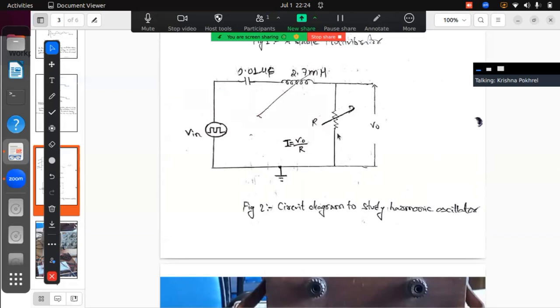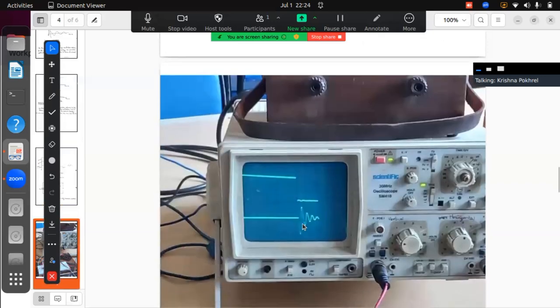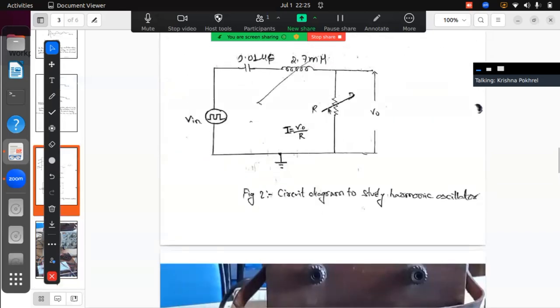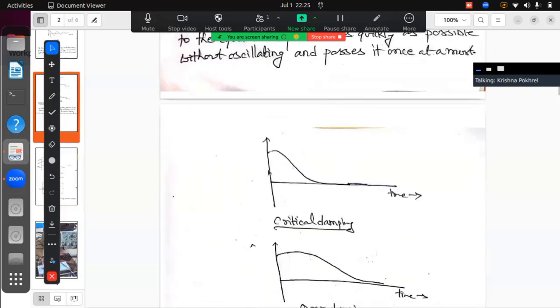But here, what I have got in my experiment, the result I'm going to discuss over here, if I take the value of 50 ohm, 100 ohm, 200 ohm, 250 ohm of resistance, I can see damped oscillation. That is the underdamping condition. But if I move to a value near 1000 ohm or 1 kilo ohm, then I can see conditions like critical damping.